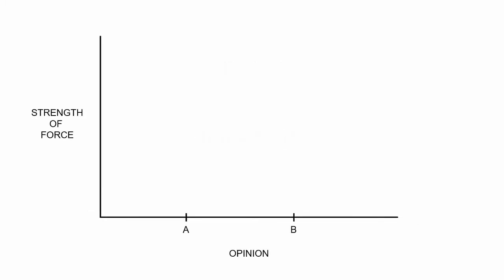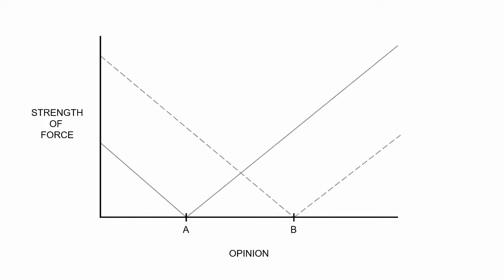And here is how French visualizes this. We have two axes. The x-axis is the opinion, and the y-axis is the strength of the force that an agent can exert. And we have two agents, A and B, that lie somewhere on the opinion axis. And these lines depict the force fields around A and B. So the solid line around A means that this is the force that A can exert on B. And the dashed lines around B are the resistance that B can set against the force that A can exert.